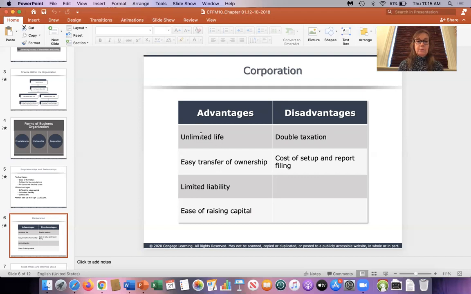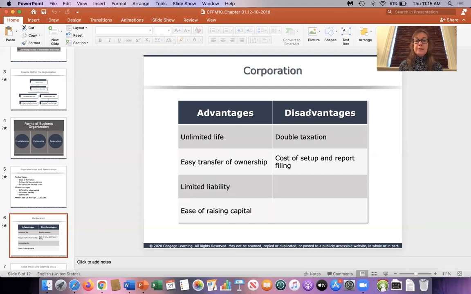All right. Another advantage, unlimited life. Corporations just go on in perpetuity unless something happens. Some of the oldest corporations in America are the insurance companies, been around for over 100 years. It's easy to transfer ownership. If you don't want to own the stock anymore or be an owner, you simply sell your shares of stock. Okay, so I would say the main advantage here is limited liability.